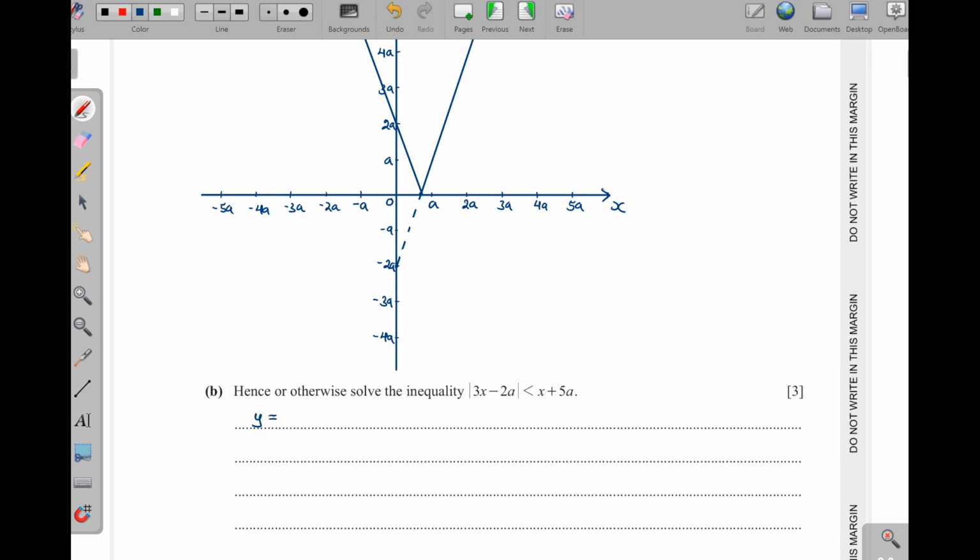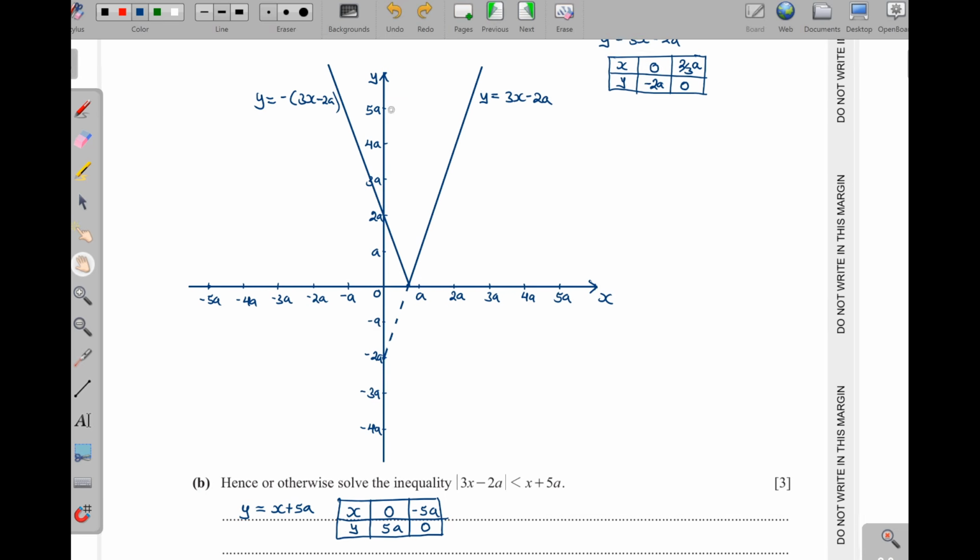Okay, so if I have y, which is equal to x plus 5a, I'll need also two coordinates like I've done for the other one, to know where this one is cutting the x and y axis. So we have x and then y. When x is 0, this one will be 5a. And then when y is 0, that means this one will be negative 5a. So negative 5a, 0 is here. And then the other one is going to be 0, 5a. 0, 5a is up here.